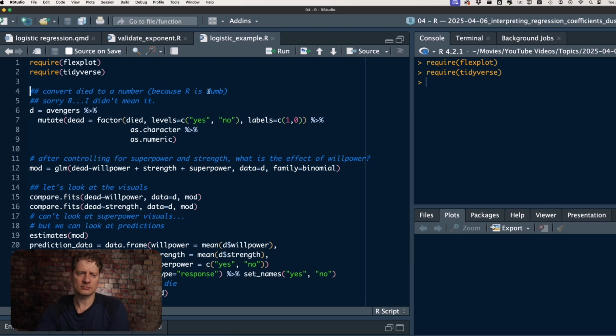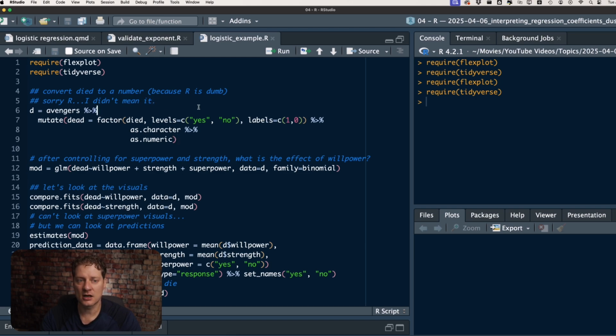All right, we're here. I'm going to require flexplot and tidyverse because I'm going to visualize things and tidy some things. I'm going to use the Avengers dataset. One of the variables is died, whether they died in the final Avengers Endgame battle. All this is doing is converting it from a yes and a no to a 1 and a 0 because R is dumb.